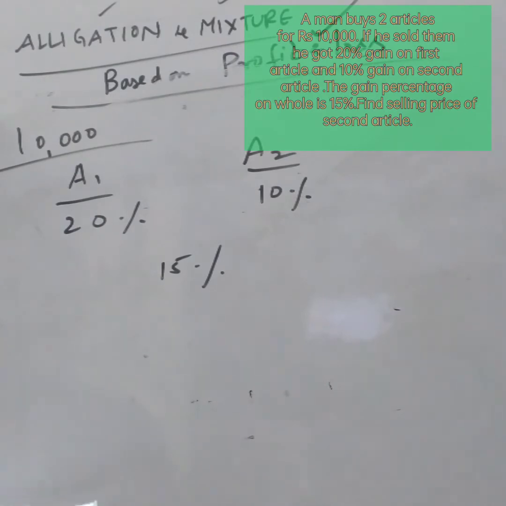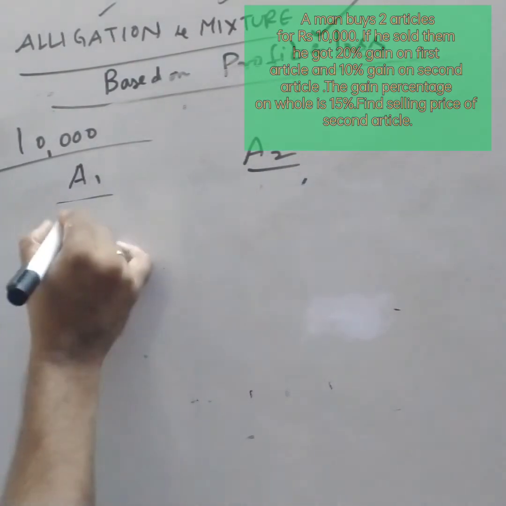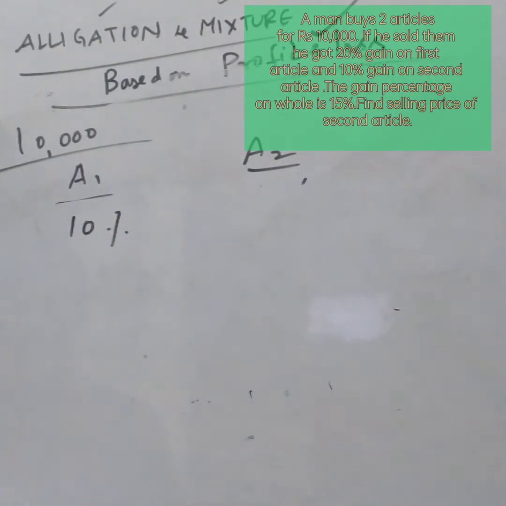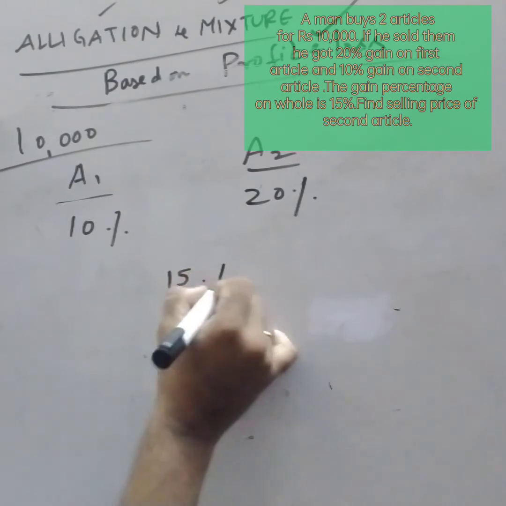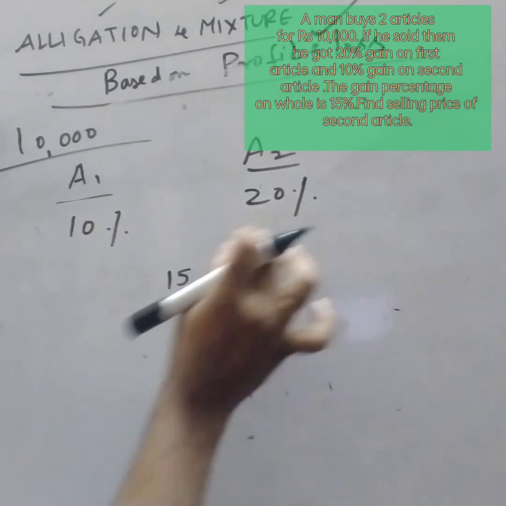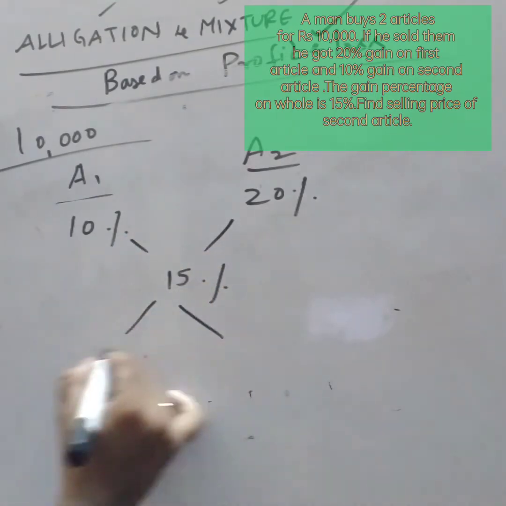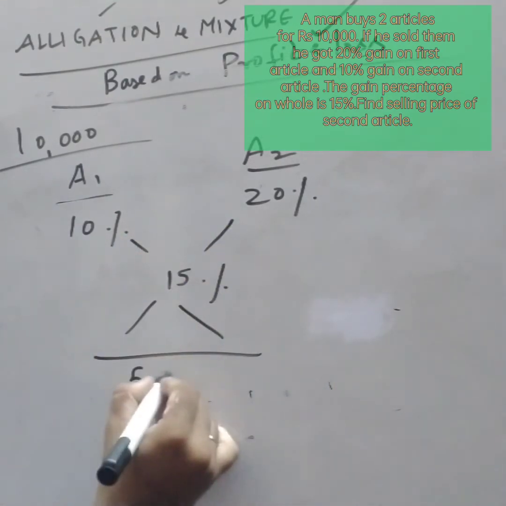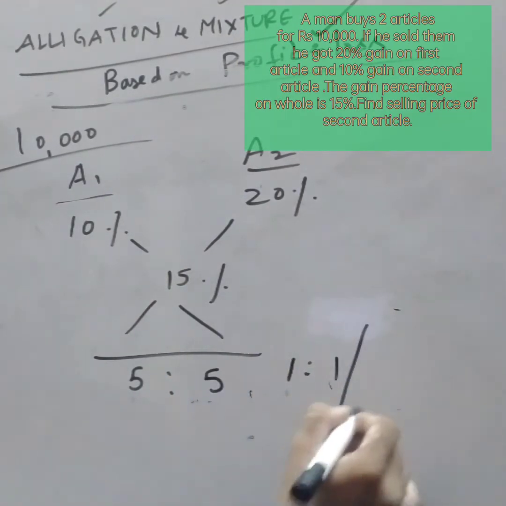So we know that we write the cheaper quantity here, so 10%, the dearer quantity here, so 20%, and on the whole you got 15% profit. This is one article, this is the second article, this is the overall profit you got. So if we take the ratio, dear students, it's nothing but 20 minus 15, 5, and 15 minus 10, 5. So 1:1 ratio.